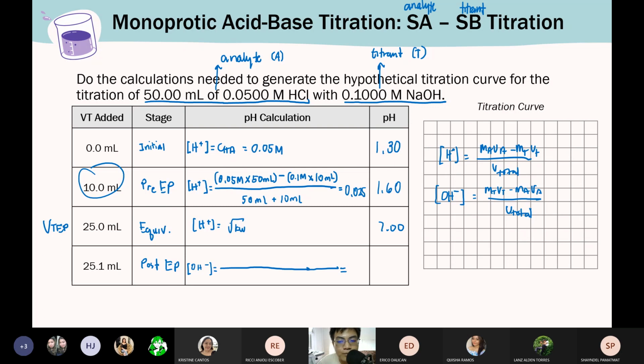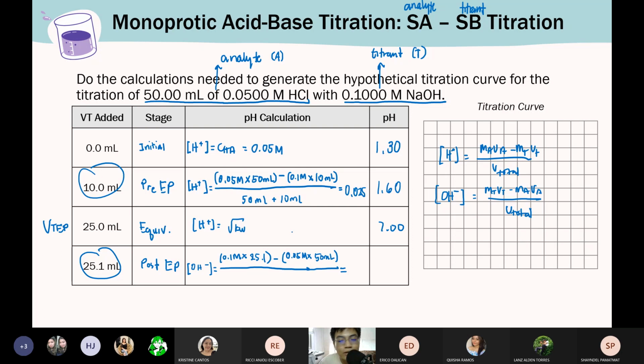So, MTVT minus MAVA. Okay, so molarity of titrant, ayun, 0.1. The volume of titrant, ito, 25.1. Oopsie, 25.1 minus MAVA, 0.05 times 50. Yung MAVA pa ulit-ulit lang siya, ha? Okay. Hindi yan nagbabago. Ang nagbabago lang yung titrant. The volume total also changes.